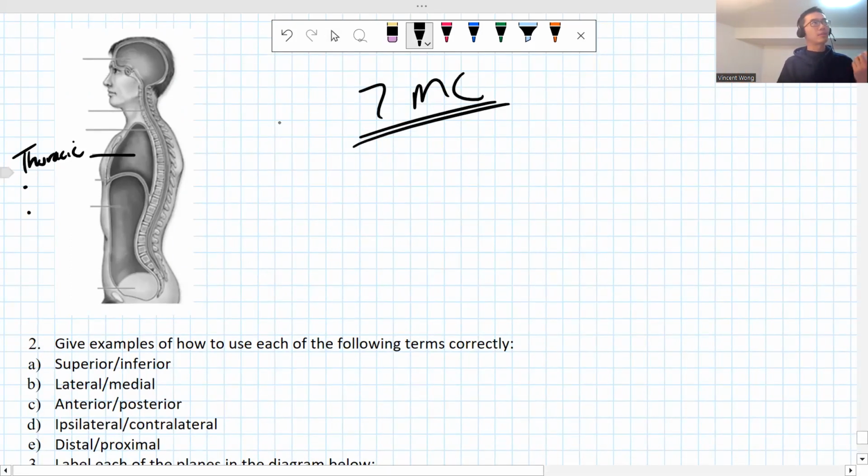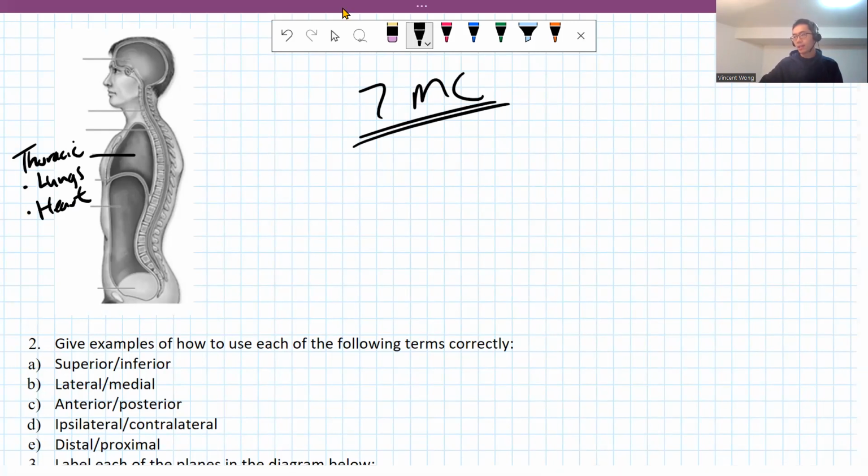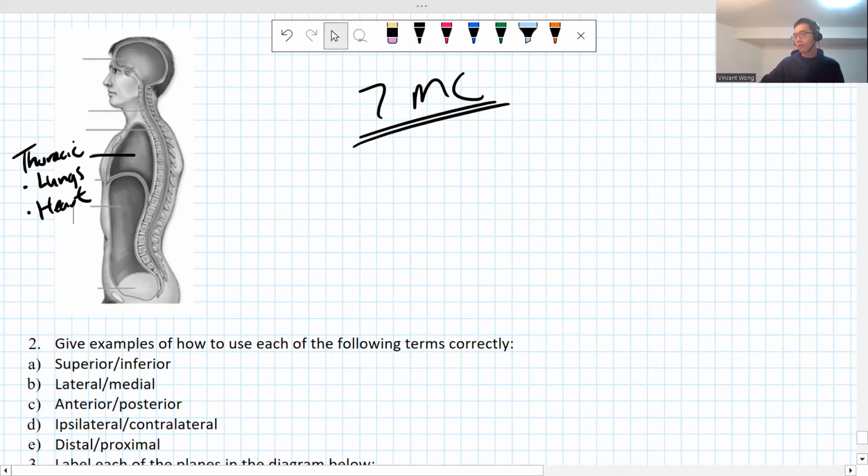We did this last week, I think. Anybody? What's in the thoracic cavity? Yep, there's lungs. And then one more. Heart. That's it. So just know some of the stuff. And again, I'm not going to give you weird things. I'm just going to give you things that are obvious.